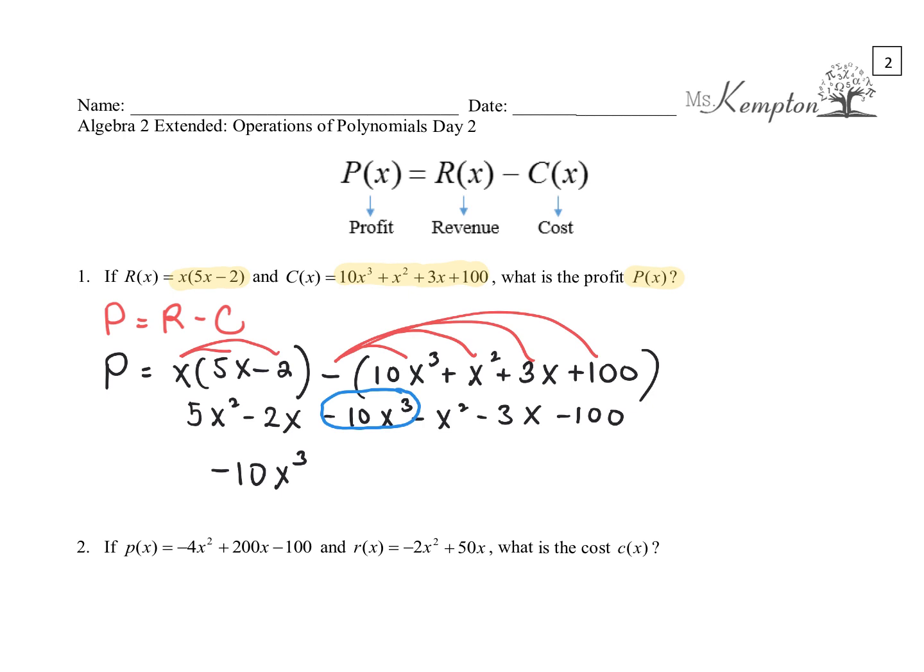Okay, now we have any terms with an x squared. So 5x squared minus x squared is a positive 4x squared. And we have a negative 2x and a negative 3x. Those combine to a negative 5x. And then lastly, we have that minus 100 at the end. And that is our profit.